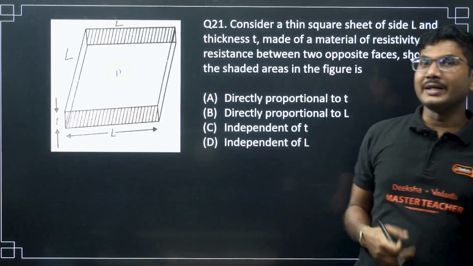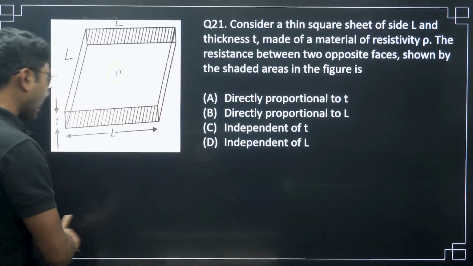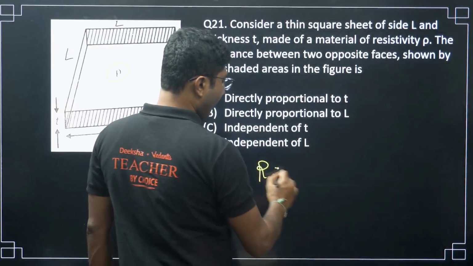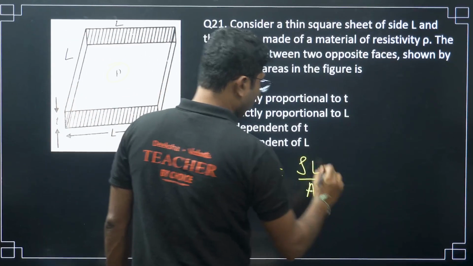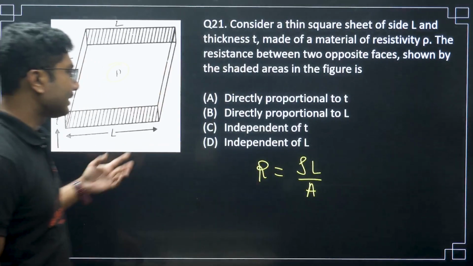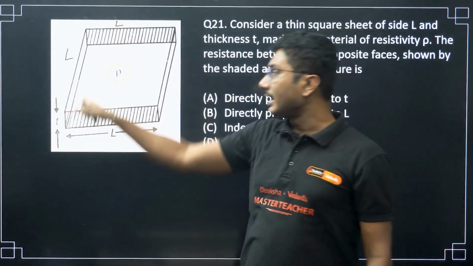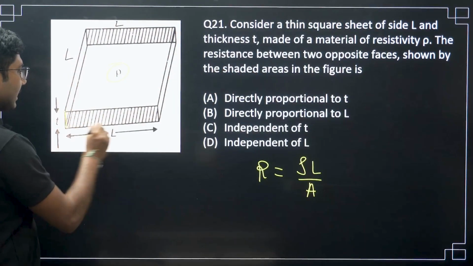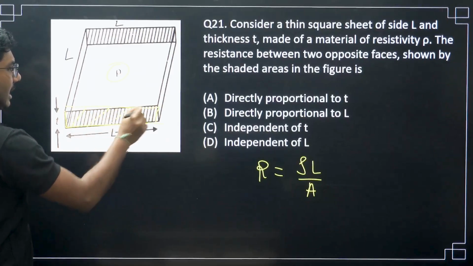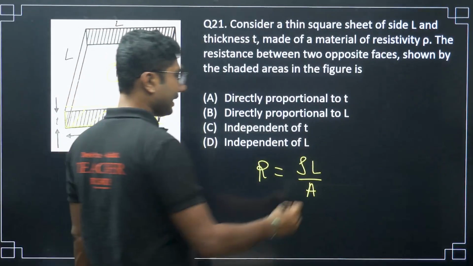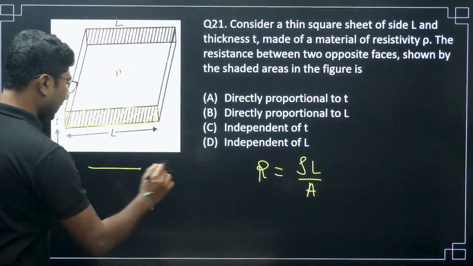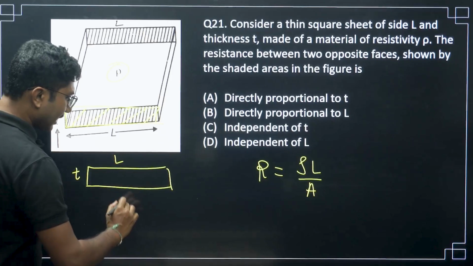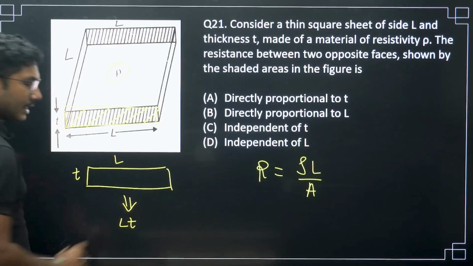Now the question is very, very interesting. Why? Because we know that resistance is given by rho L by A, so it is not only dependent on L. After seeing this equation, if you think it must be directly proportional to L, you will be wrong, because you need to consider this shaded area as well. The shaded area is a small rectangle of thickness T and length L. The area is length into thickness, so L into T.